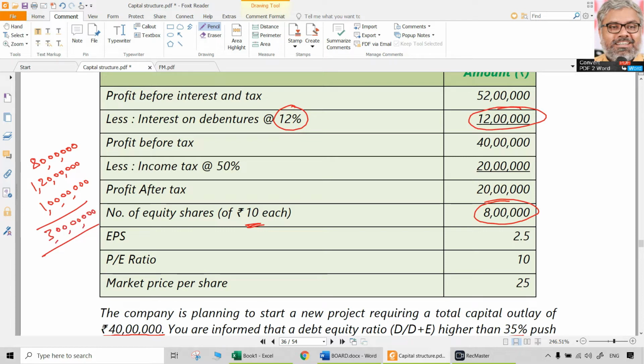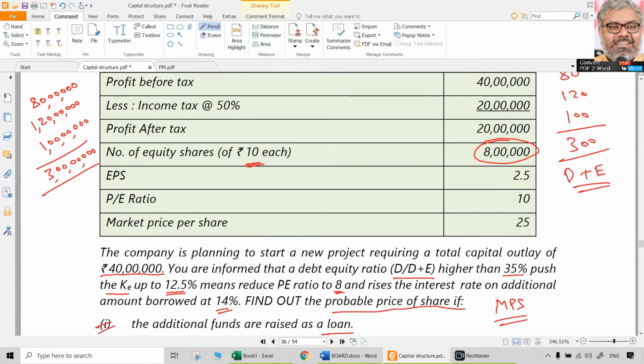You can do all of these things in lakhs also. 80, 120, 100. So 200 plus 100, 300 lakhs is what? Debt plus equity. Now what is debt by debt plus equity? Currently, we'll come to the fresh project later. Currently what is D by D plus E? 1 by 3 means 100 by 300. So 1 by 3 naturally means 33.33%.